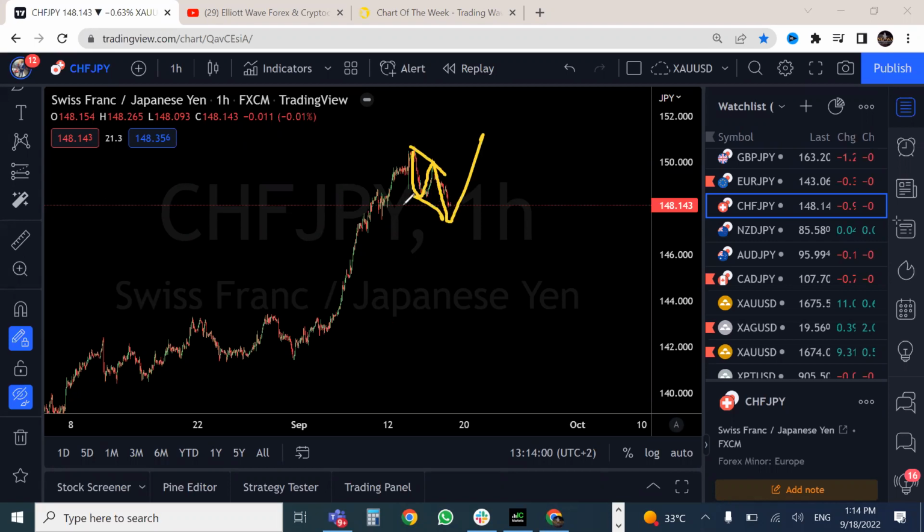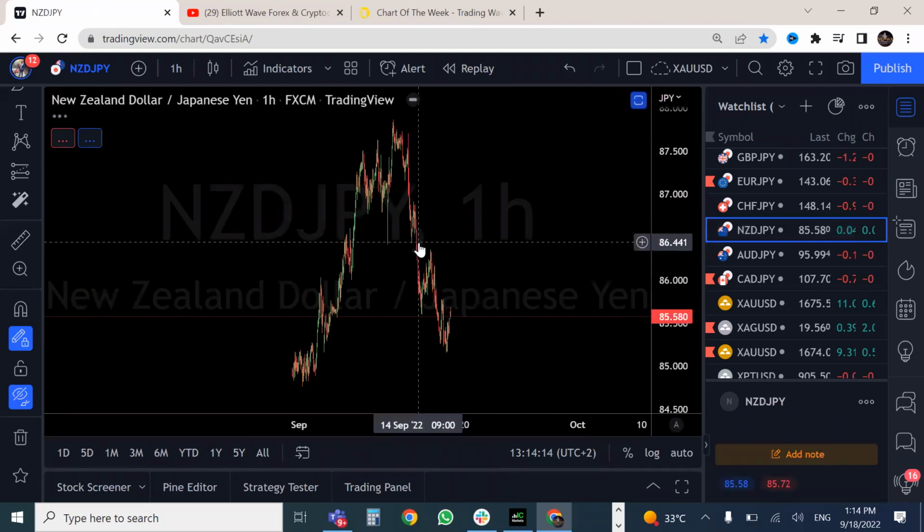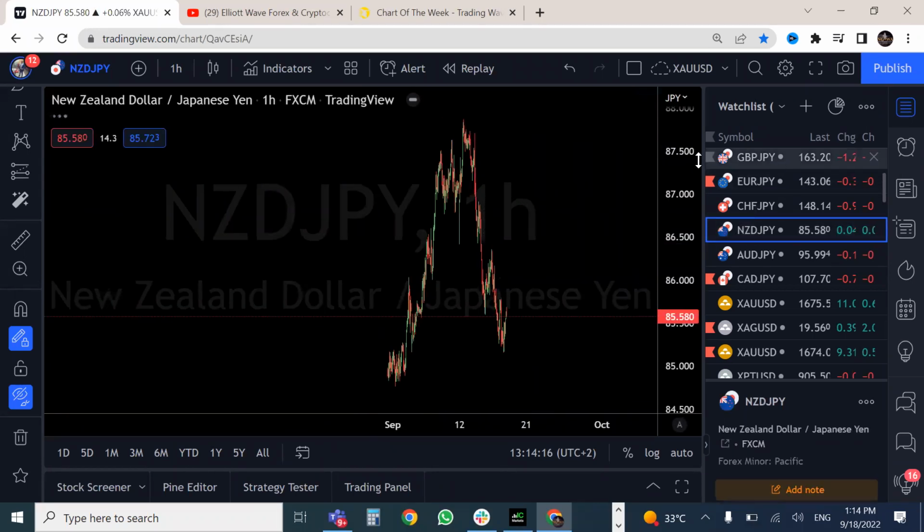It's also an ABC corrective structure, a simple ABC corrective structure, which we're going to anticipate a continuation to the upside. We may even have a blue box set up here for a continuation to the upside on Chief yen. So let's keep an eye on it going into the new week. All right, New Zealand yen.